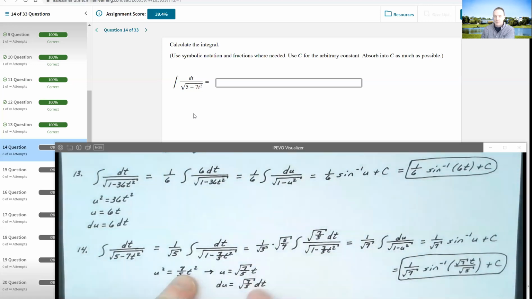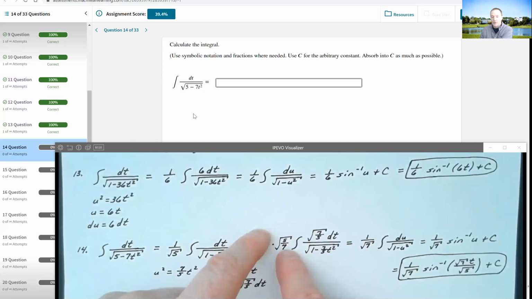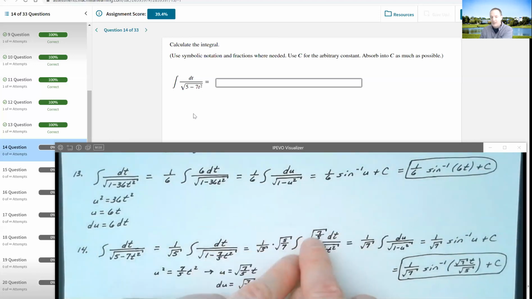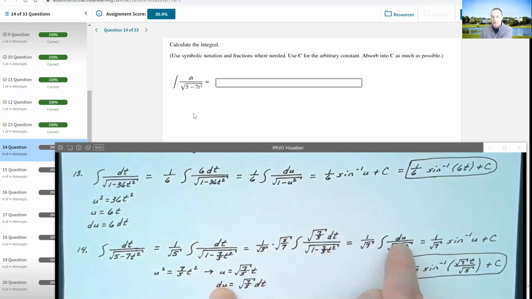Now, in order to carry out this substitution, I have to see this square root of 7/5 dt in the problem. I don't have it, so I had to multiply by that on the inside, which means I had to multiply by its reciprocal on the outside, or you could just say you had to divide by that on the outside. Now, on the outside, I see that the root of 5's cancel, and I'll have 1 over the root of 7. The inside portion, the whole reason for having that is I wanted to replace it with a du, so I did. And now my denominator is the square root of 1 minus u squared.